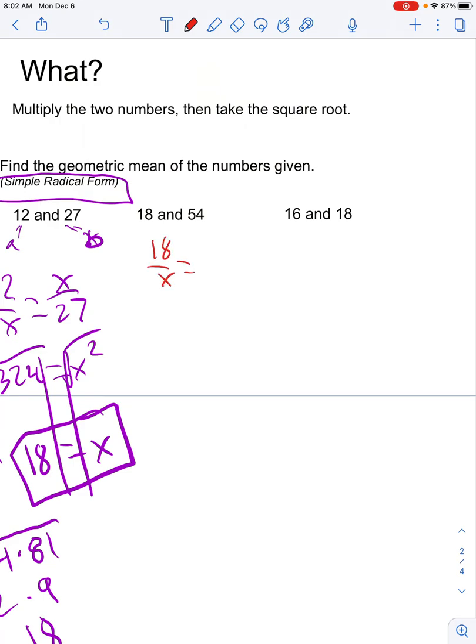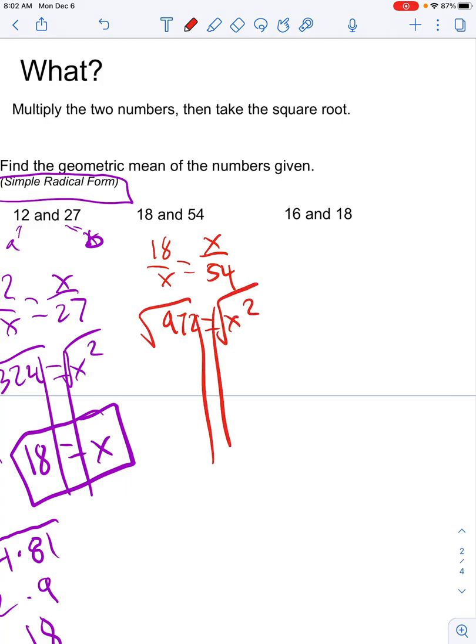All right, set it up again. 18 over x equals x over 54. When I multiply 18 times 54, I get 972 equals x squared. I'm going to take the square root of both sides. And this one, I don't think I will get a nice number. But again, if I'm trying numbers, I say, okay, our perfect squares, does 4 work? No, I don't think so.